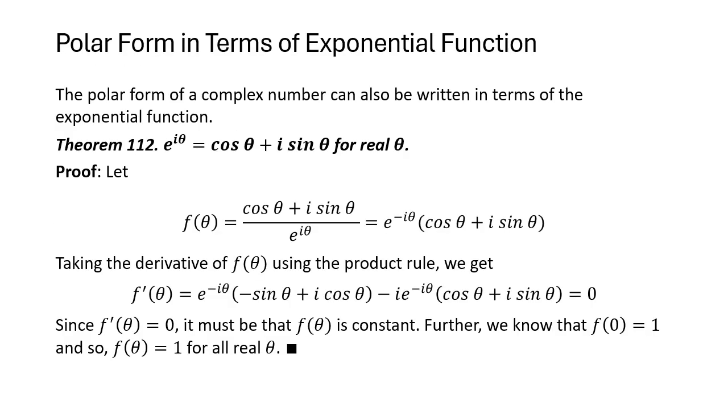There's a shorthand way of writing the polar form of a complex number using the exponential function. And you see it here in theorem 112. I'm going to prove that in a minute, but I should mention why I numbered this theorem 112. The book that I'm using to create these slides and these presentations is a book that I wrote. It has 3 chapters. The third chapter is on complex analysis, which is why the theorem number starts at 112.